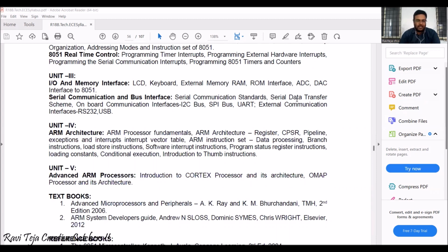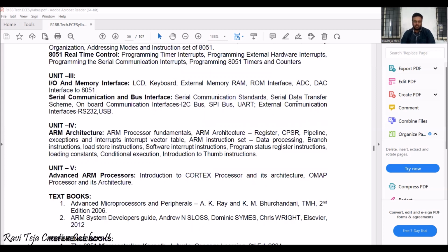Also, how serial communication is done and how the several bus interfaces work can be understood in this unit 3, like UART, I2C, SPI, RS232, USB, or anything. All the interfacing with respect to buses as well as serial communication can be learned in unit 3.